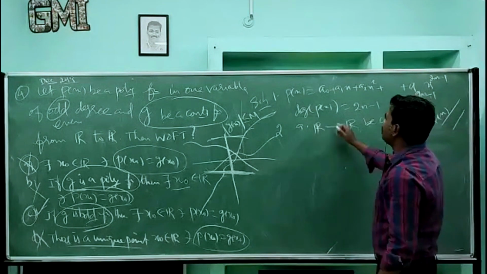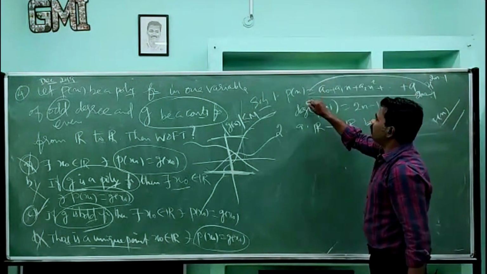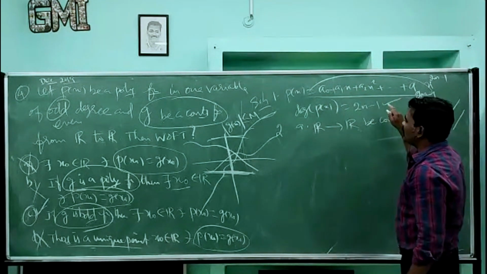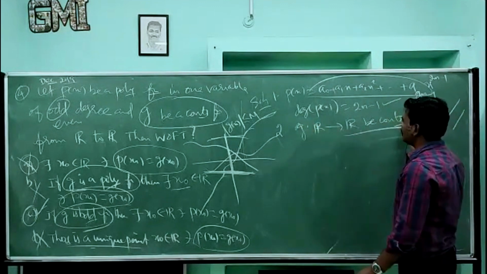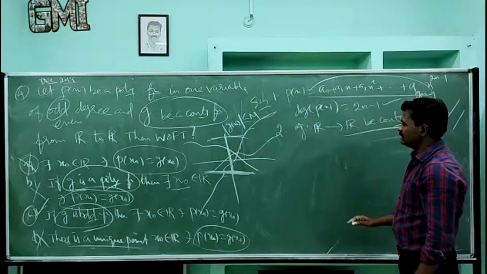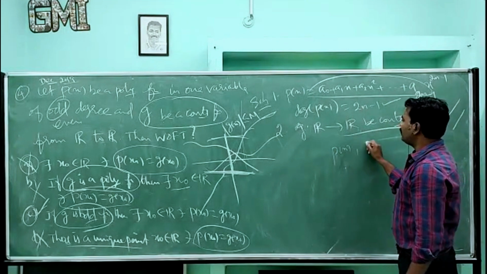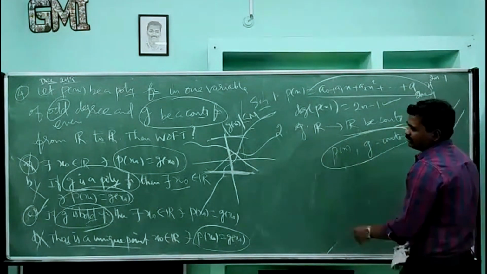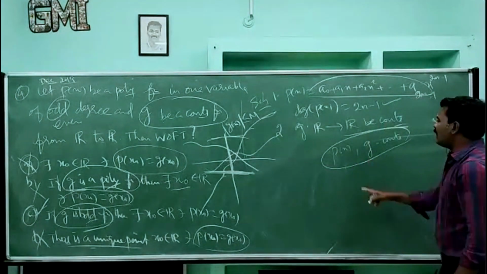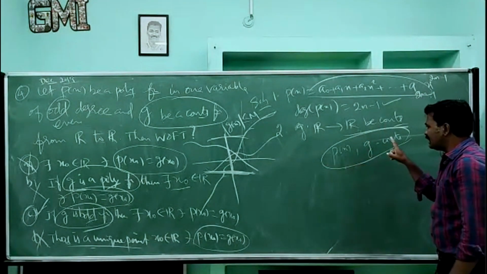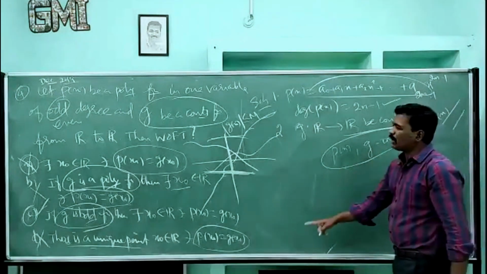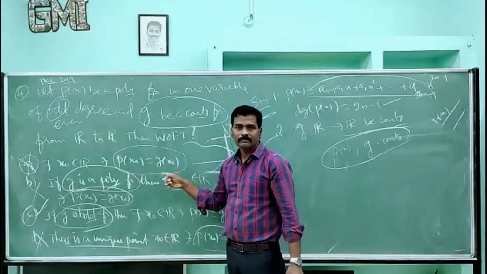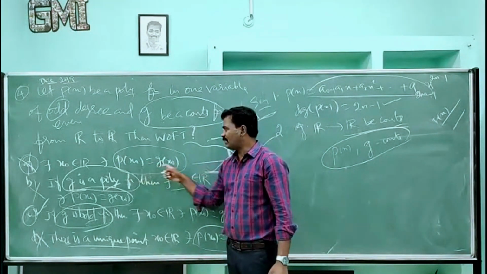Actually, the general given hypothesis is that P of X is an odd degree polynomial and G of X is any continuous function. This is the common hypothesis. The first option is asking whether P of X and G of X always intersect at least one time.